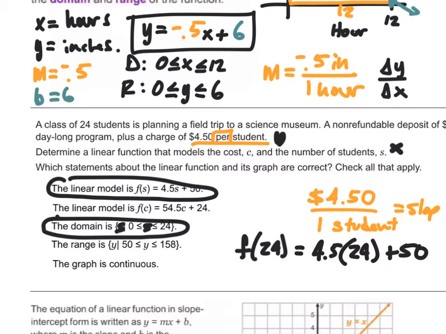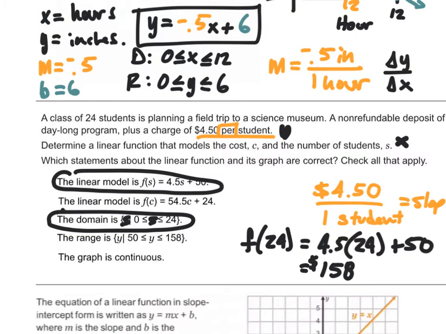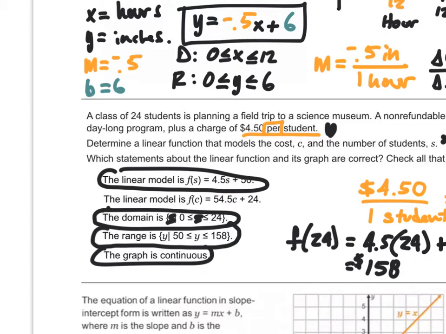Let's calculate this real quick. We end up getting a y value, a total cost for all 24 students, of $158. So what we know from this is that this is our maximum cost, and $50 is our minimum cost. We know that the range of cost is going to be between $50 and $158. And because the graph is a line, we know it's continuous. So the only thing that's wrong with the linear model is this thing, and no, it is not.